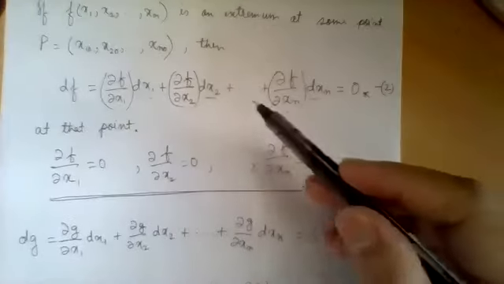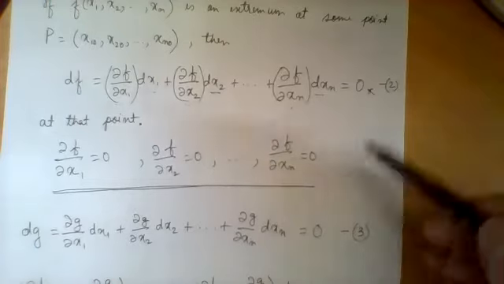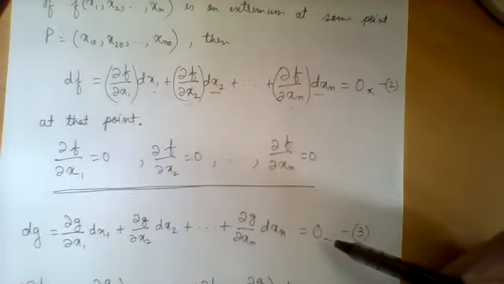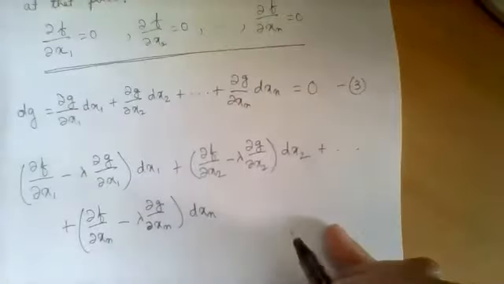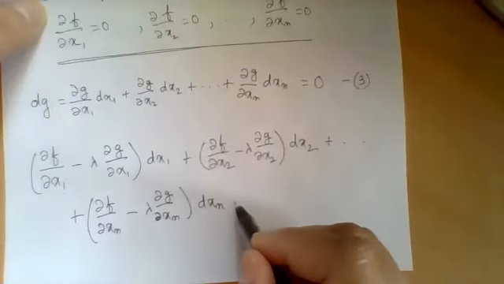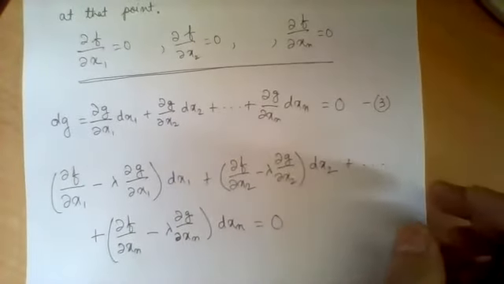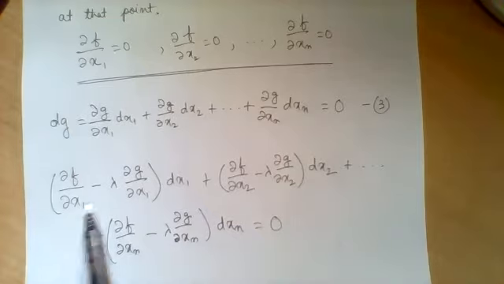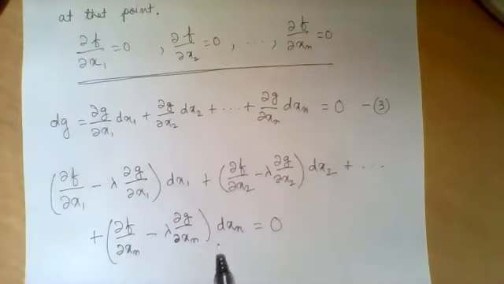Since the right hand side is 0, this is 0 minus lambda times 0, which is again 0. So this is equal to 0. In the method of Lagrange multiplier, this is the equation that we obtain.